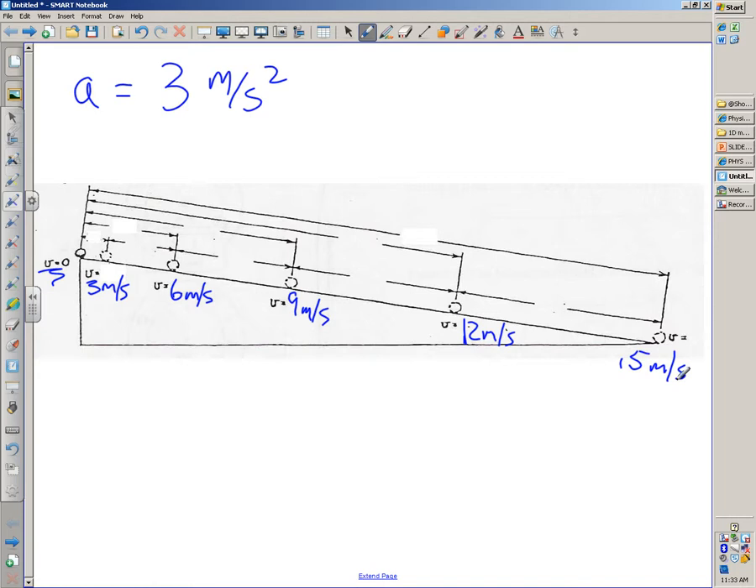Question I want you guys to discuss with each other for 30 seconds. Here's an arrow from the starting point to the next 1 second later. We've established the fact that it goes from 0 meters per second to 3 meters per second in the first second that it's rolling. Is that distance 3 meters? Does it roll 3 meters down the ramp during the first second? Talk to the people next to you. Discuss. Go.